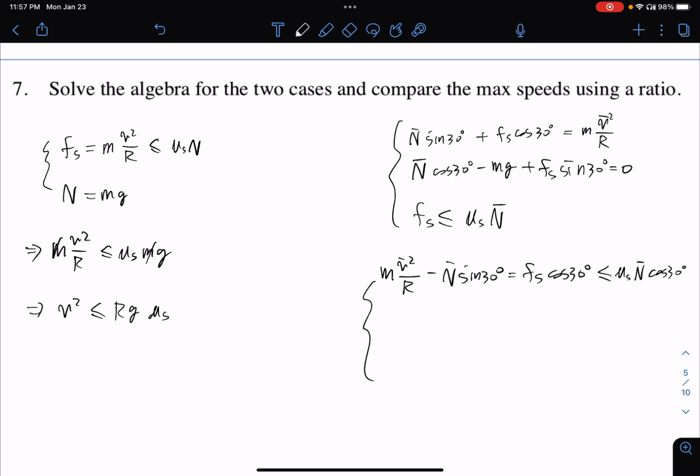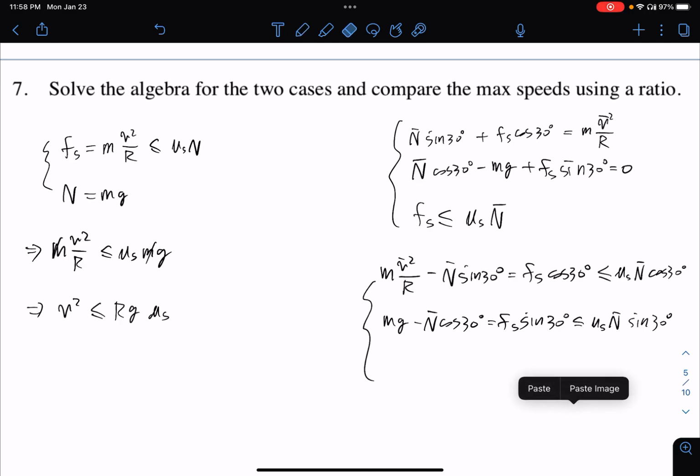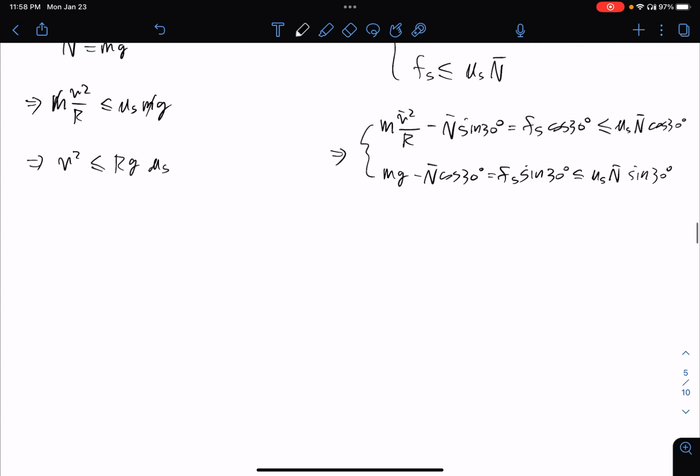I can do a similar thing to the other equation. Now I'm going to put mg and n bar cosine to the other side. So that isolates fs sine 30, which in this case will be smaller than mu s n bar sine 30 degree. Then I will have fs. I had already used this equation here, so I don't need to write it again. So you see now I reduce the equations from 3 to 2.